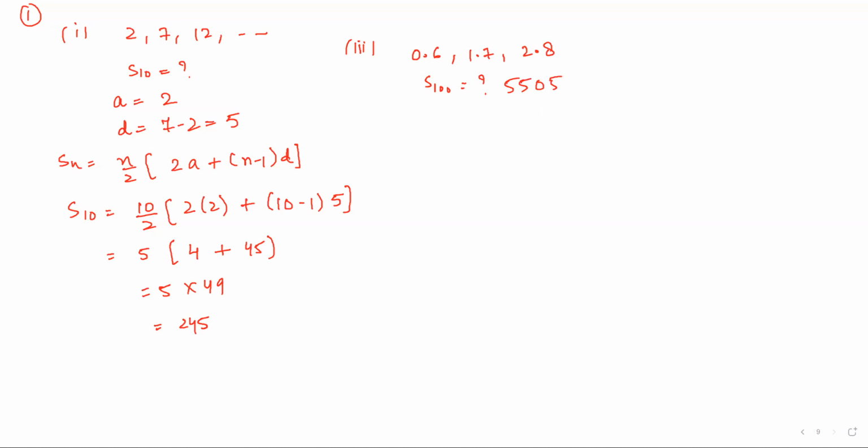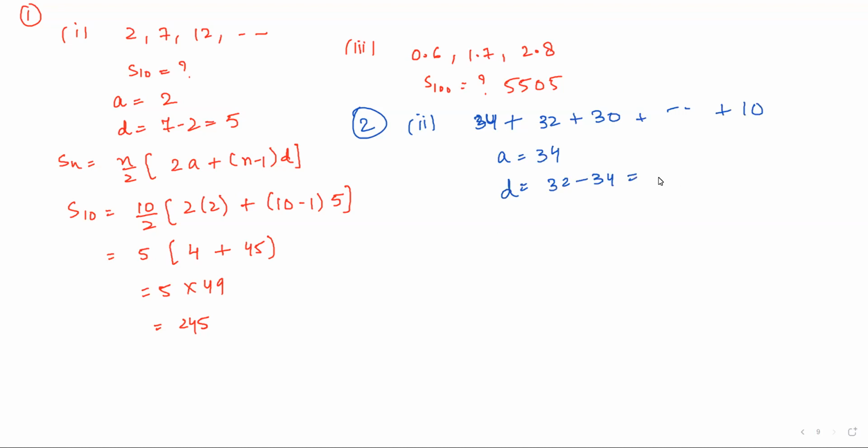Now comes the second question. The second question is to find the sum given below. So I can take any part. Let me take the second part here. This is 34 plus 32 plus 30 and so on up to 10. So what is A? A is 34, and how much is D? That is 32 minus 34, that is minus 2 in this problem.